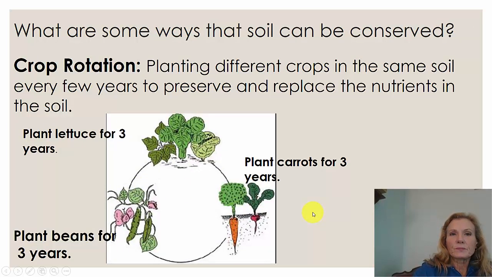All right, crop rotation, just like it sounds. So when you're planting different crops in the same soil every few years to preserve and replace the nutrients in the soil. So say I have a 20-acre farm and I want to be sure that I'm not depleting all of the nutrients in my soil. I might plant beans for 3 years, and then 3 years after that I might plant lettuces, and then the next 3 years I might plant carrots and radishes. And that way I'm not depleting the same nutrients from the soil every year. Actually, some plants put nutrients back in the soil. So crop rotation is simply planting different crops in the same soil year after year.